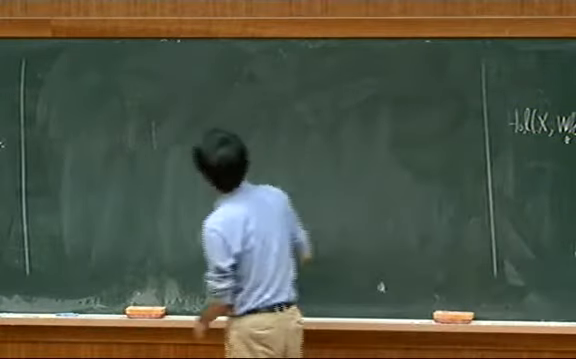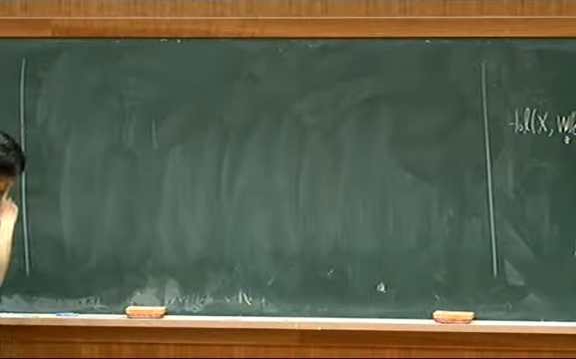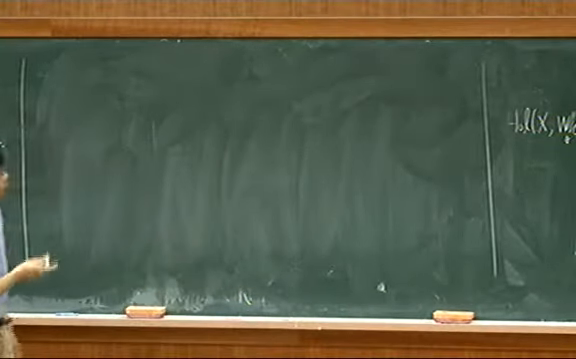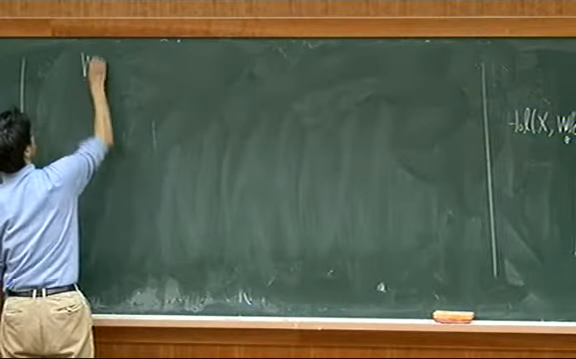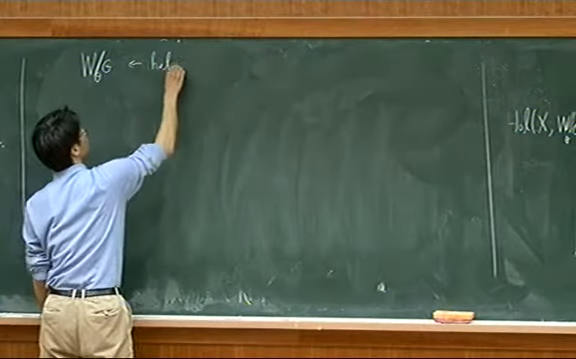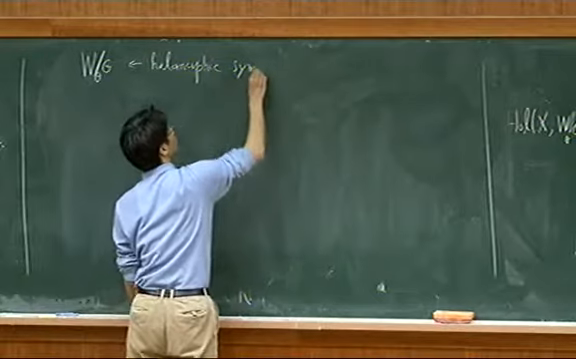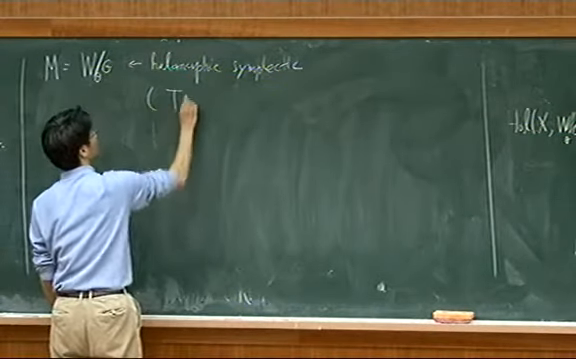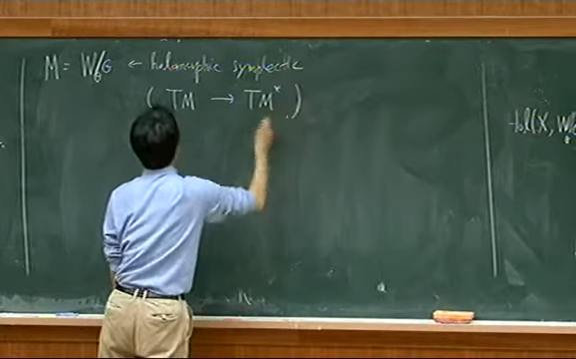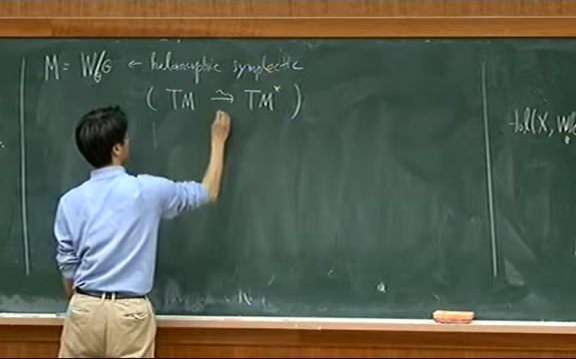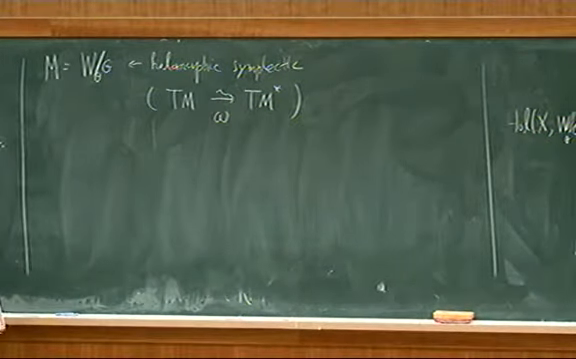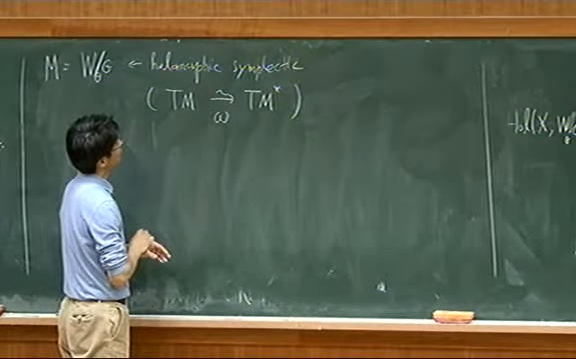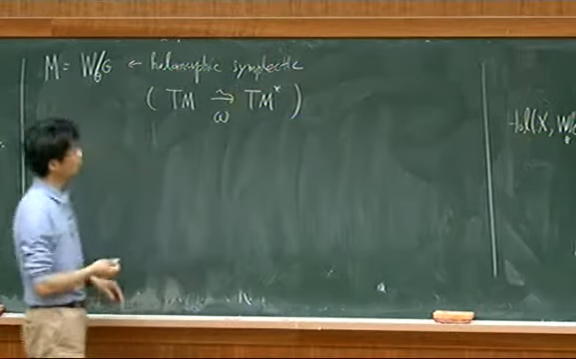So I'd like to apply this to the holomorphic symplectic quotient case. Suppose that this is holomorphic symplectic. In other words, there is some holomorphic symplectic form omega, a non-degenerate two-form omega, which in particular makes these two bundles isomorphic.